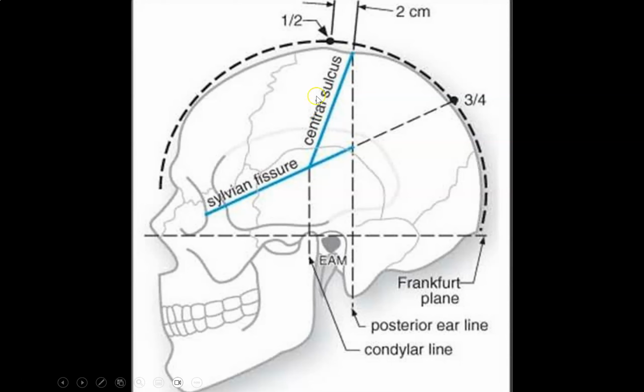The central sulcus has the precentral gyrus in front of it, carrying the motor area, and behind it is the postcentral gyrus, carrying the sensory area, areas 3, 1, 2. That's why it is very important to preserve the motor or cortical sensation, to know where the central sulcus is in relation to the brain.